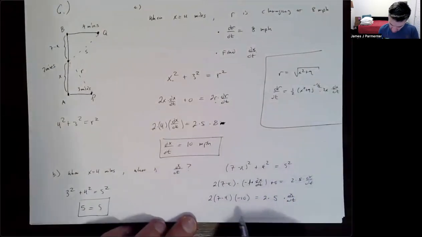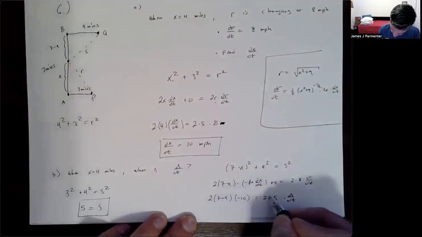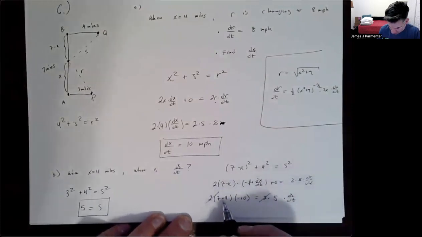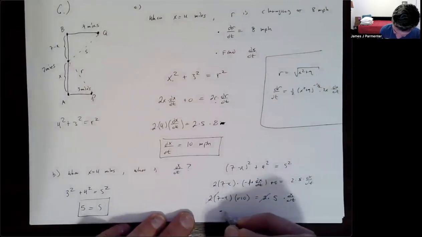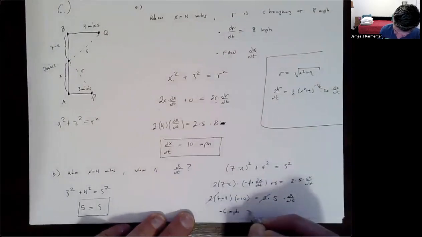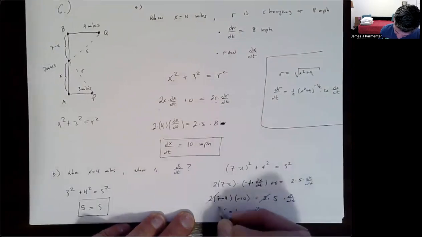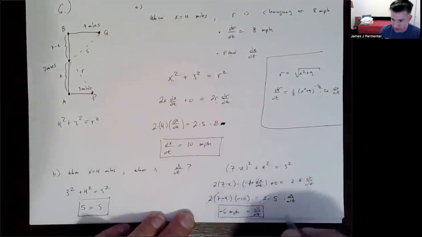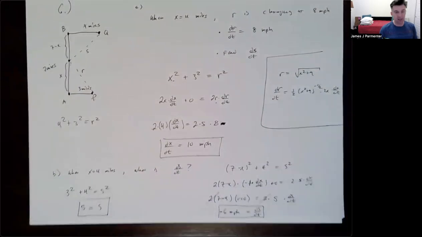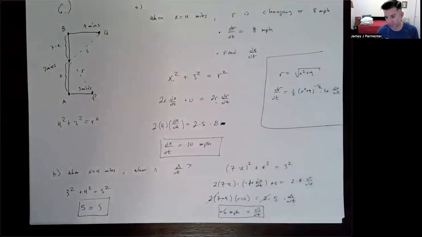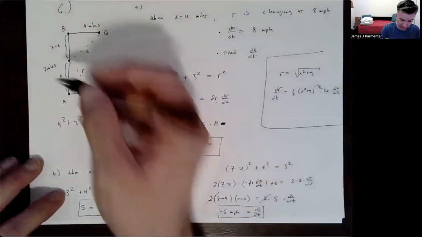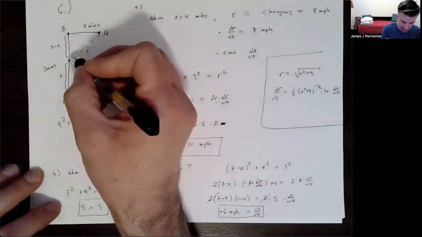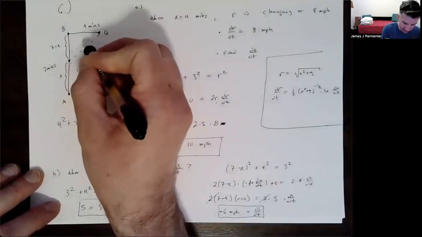And then simplifying here, that's a 7 minus 4. Divide both sides by 2. So you have 3 times negative 10 is negative 30, and then divided by 5 is negative 6 miles per hour. So what that means, you could say that ds/dt is negative 6 miles per hour, or you could write that s is decreasing at 6 miles per hour. Either way. I would probably just write ds/dt equals negative 6 miles per hour. But it does make sense, right? If our runner is moving up this way, it makes sense that s is decreasing in length.